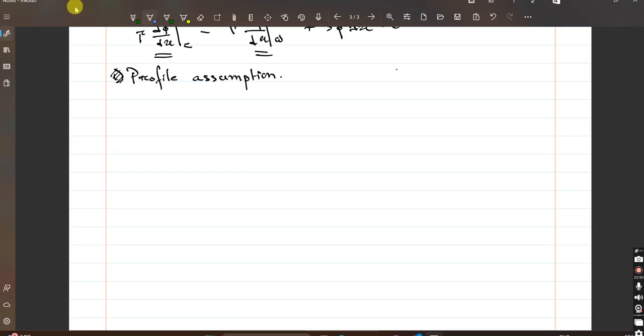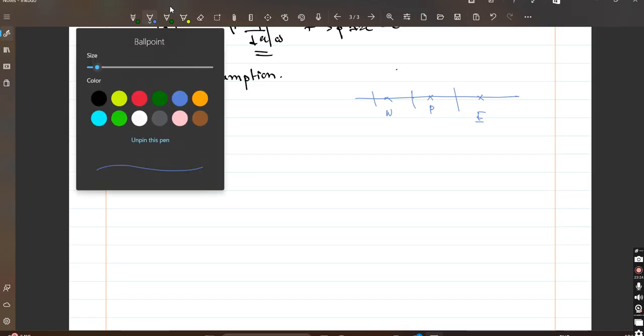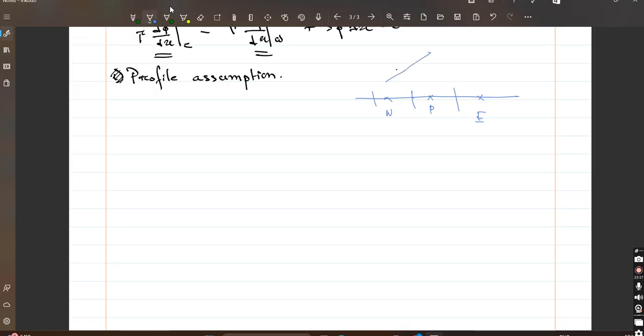So now let us take a linear assumption. For example, this is P, this is E, sorry, this will be W, this is E. We assume that the function phi varies between point W and point P like a straight line, and also from point P to point E, it again varies linearly. That is, it will vary like a straight line.